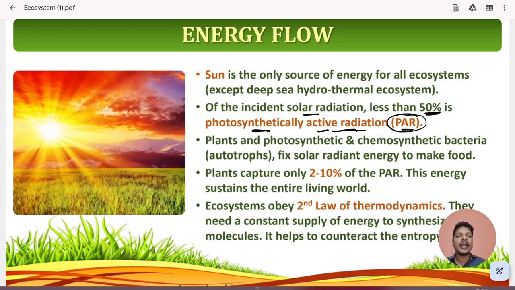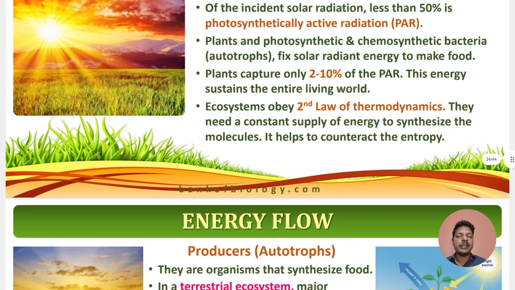Plants and photosynthetic and chemosynthetic bacteria that are autotrophs fix solar radiant energy to make food. Plants capture only 2 to 10% of the photosynthetically active radiation, out of the 50%. This energy sustains the entire living world. Ecosystems obey the second law of thermodynamics. They need a constant supply of energy to synthesize the molecules. It helps to counteract the entropy.